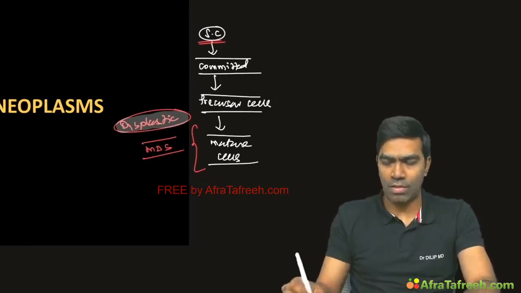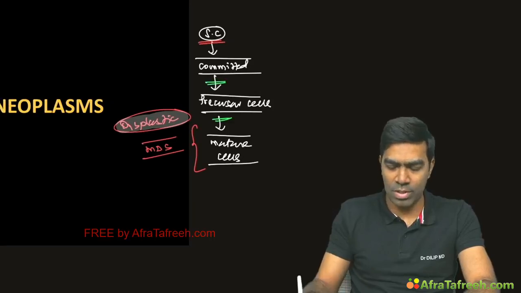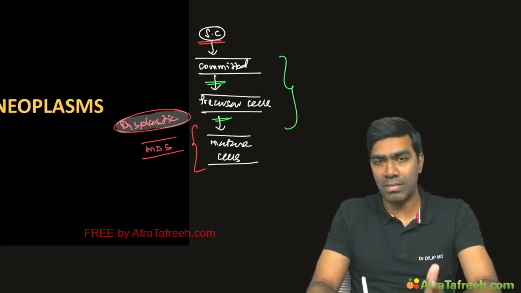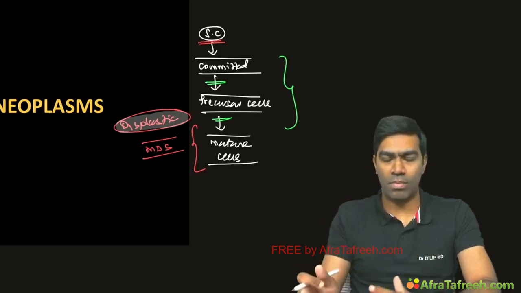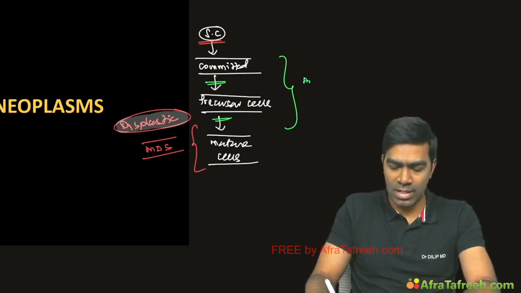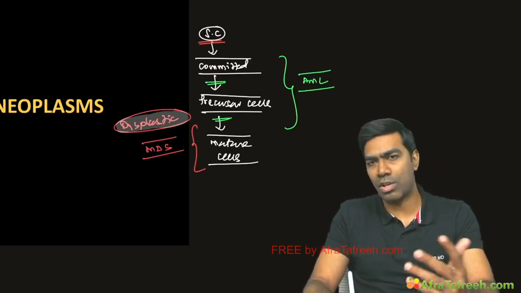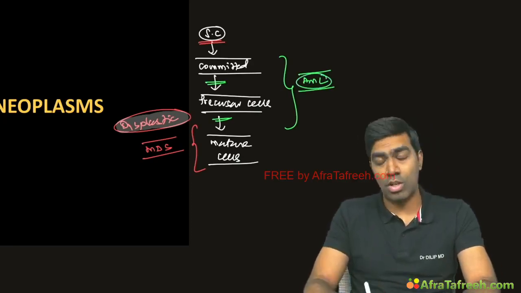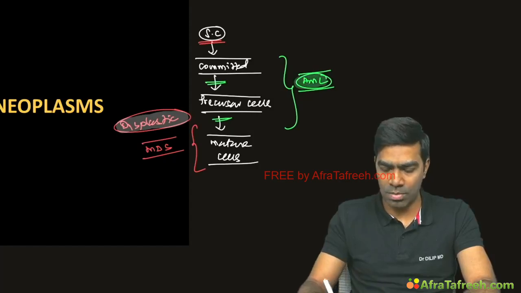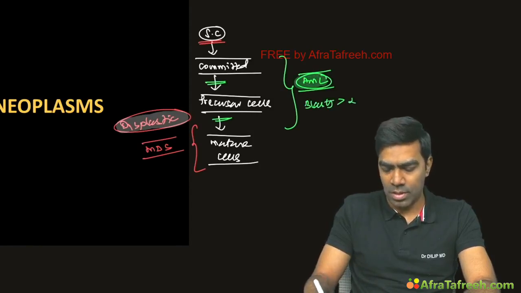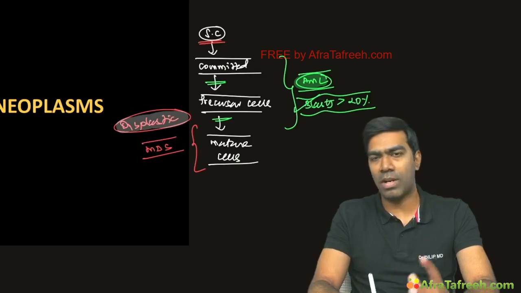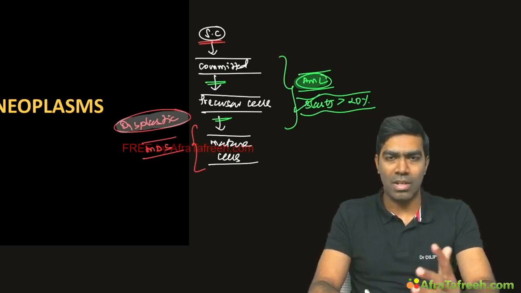On the other hand, if the problem predominantly is defective maturation, you're going to have too much blast in the peripheral blood or in the bone marrow, and that situation is what we call acute leukemia. Because you're talking about myeloid neoplasms, I can just talk about AML, acute myeloid leukemia, which is technically defined as the proportion of blasts more than 20% in the peripheral blood or in the bone marrow. There are some standard exceptions to the rule.